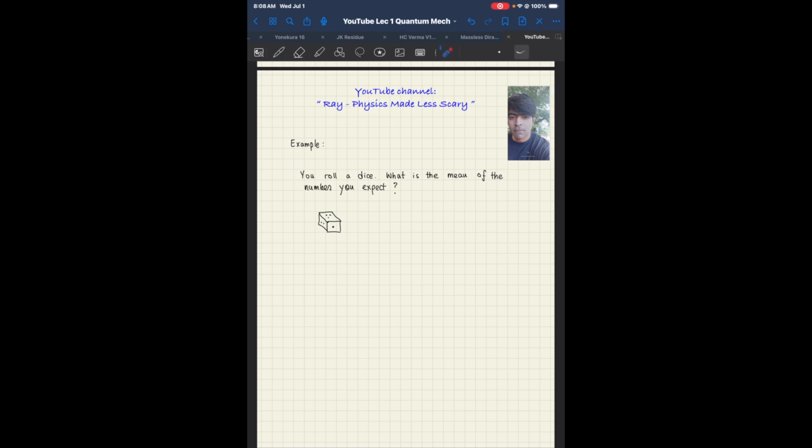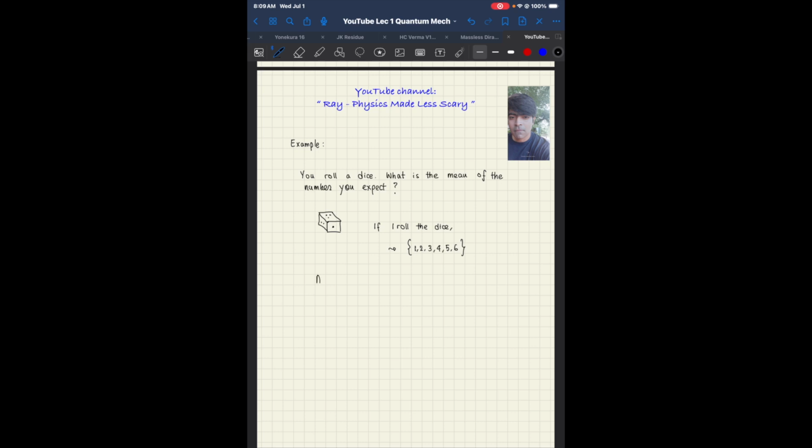Say you roll the dice. What is the mean of the number you expect to get? Okay, so we already have the formula. But first, if I roll the dice, what are the possible numbers I can get? The possible numbers I can get are 1, 2, 3, 4, 5, 6, right? These are the standard numbers that you get for rolling a dice.